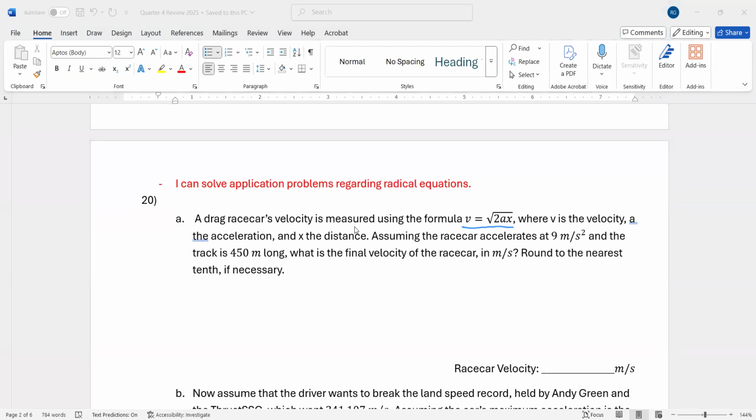A drag race car's velocity is measured using the formula right here. You have to understand what these variables stand for, and I tell you in here. V is the velocity, A is the acceleration, and X is the distance. Those are what the three things stand for.